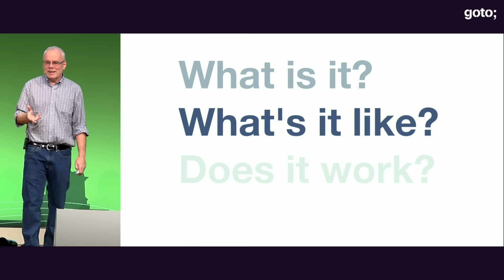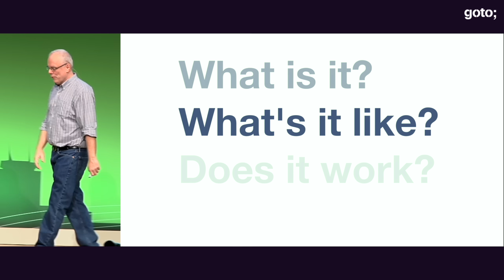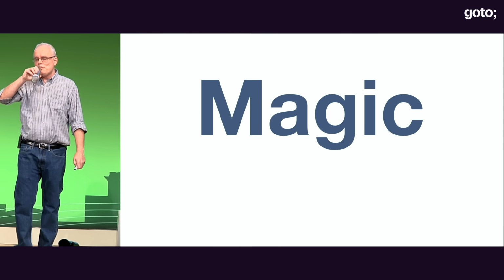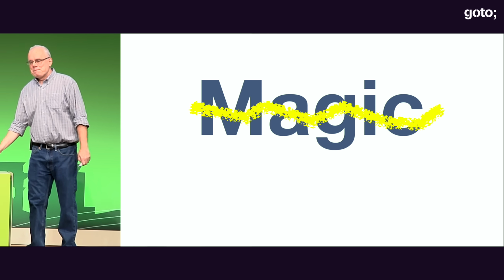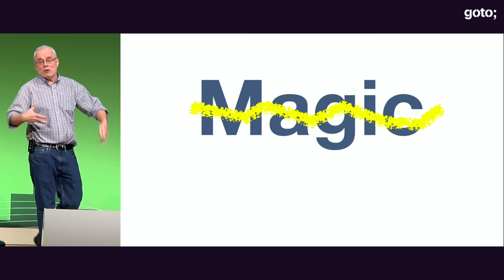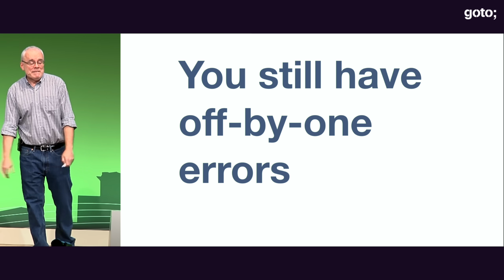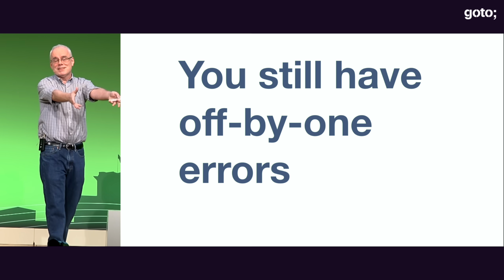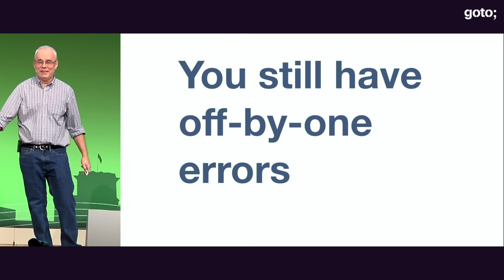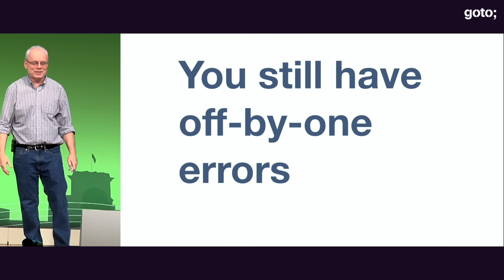So what's it like to program in a functional style? And in particular, what's it like to program in a functional style if you're new at it? There is no magic here, okay? I think it's a better way to write programs, but there is no magic, none, okay? You still have off by one errors. This is a new slide. I put this slide in day before yesterday because the day before that, guess what? I spent half a day finding an off by one problem. You still have those kinds of things.